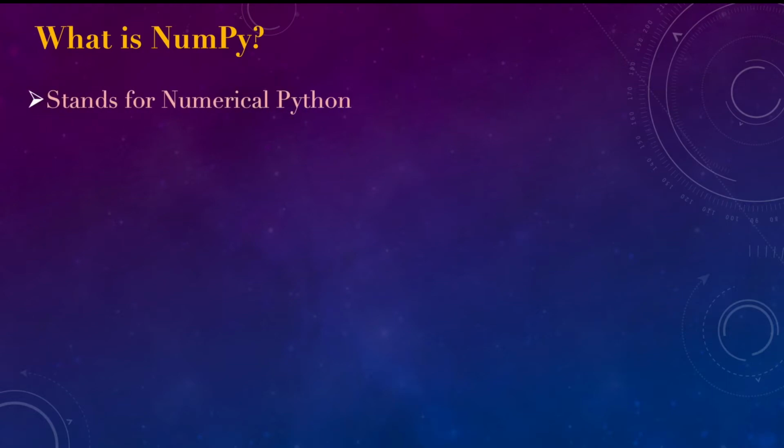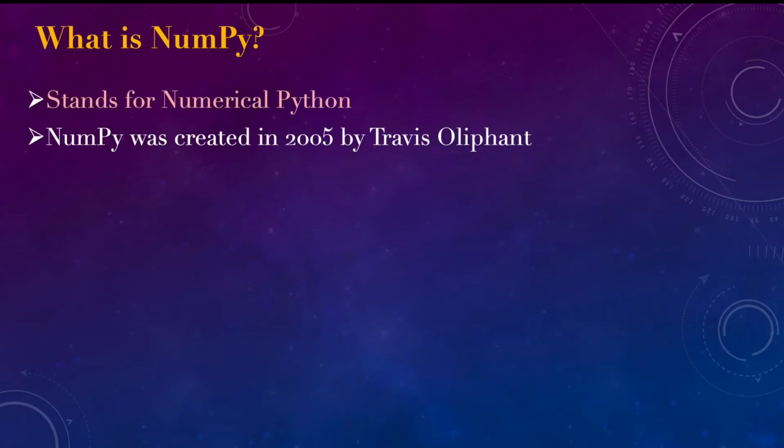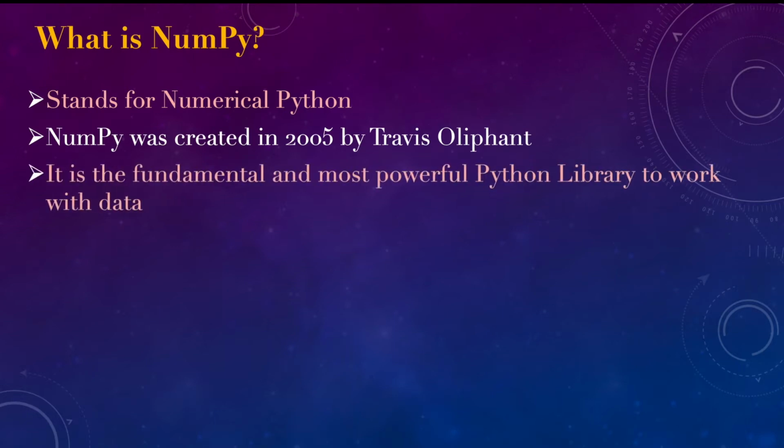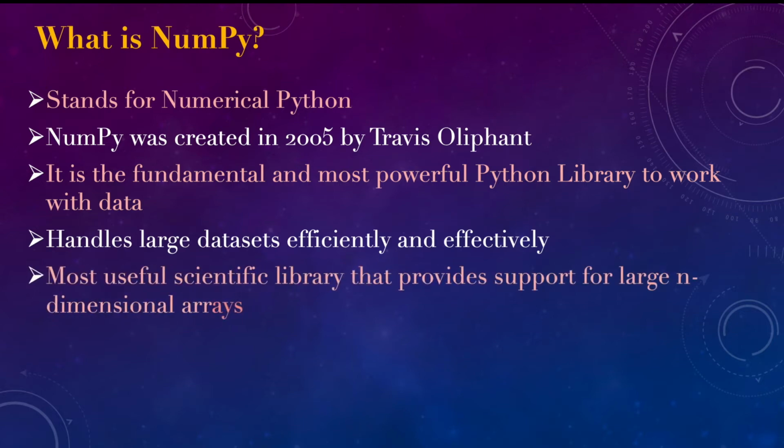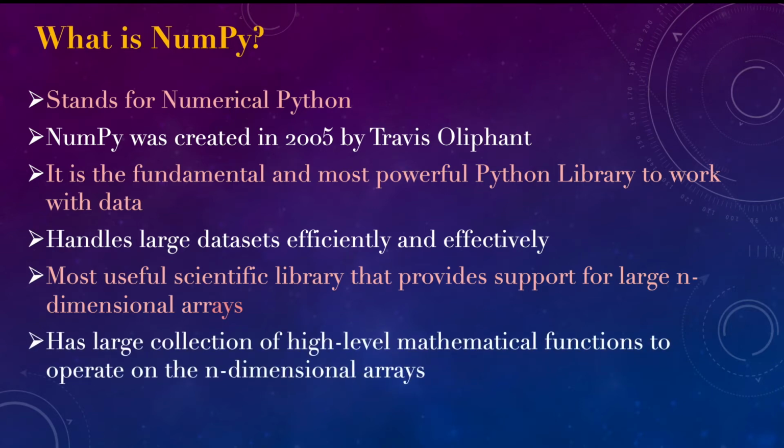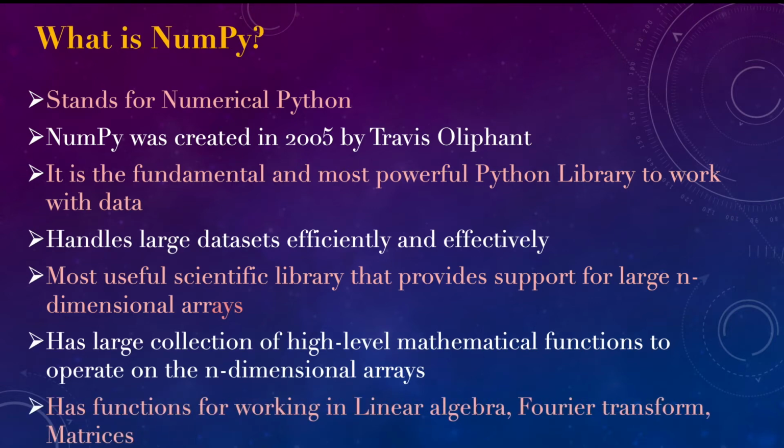So let's see what is Numpy. Numpy stands for Numerical Python. It was created in 2005 by Travis Oliphant. It is the fundamental and most powerful Python library to work with data. It handles large datasets efficiently and effectively. So it's the most useful scientific library that provides support for large n-dimensional arrays. Numpy has a large collection of high-level mathematical functions to operate on the n-dimensional arrays. And it has functions for working in linear algebra, Fourier transform, and matrices.